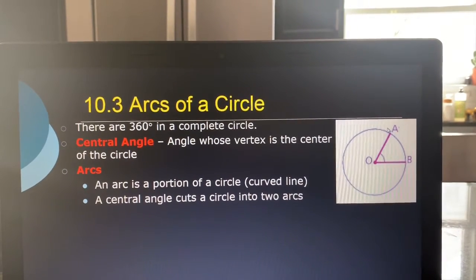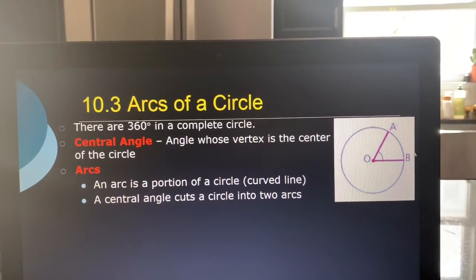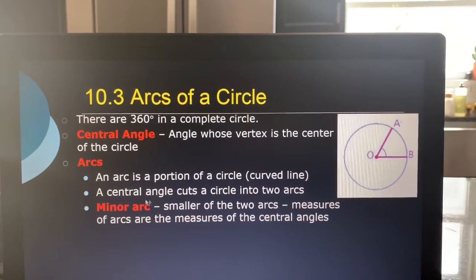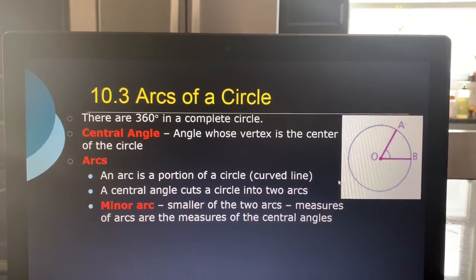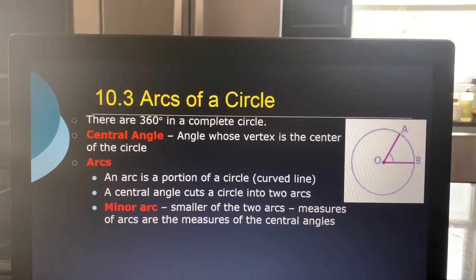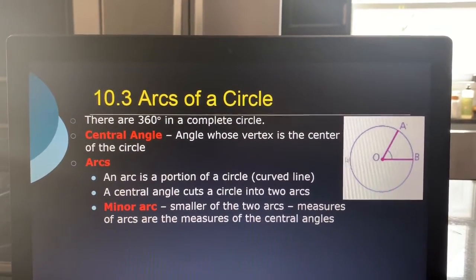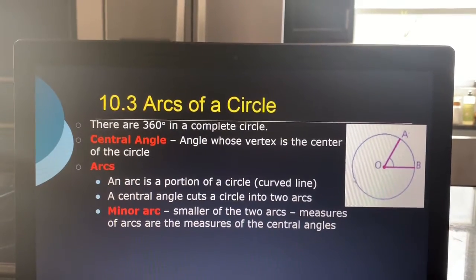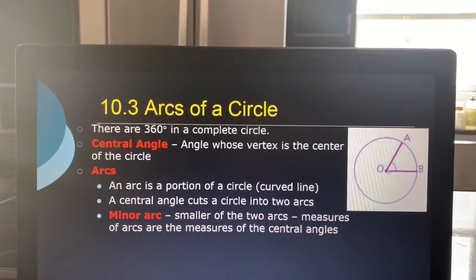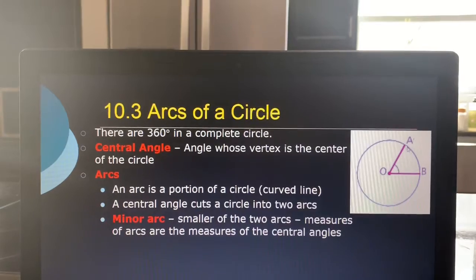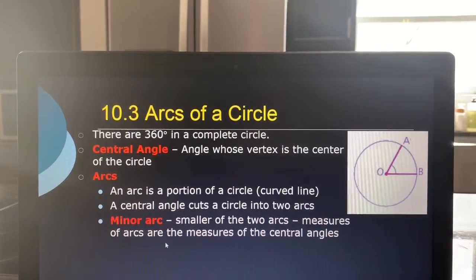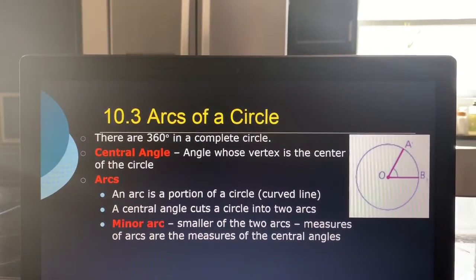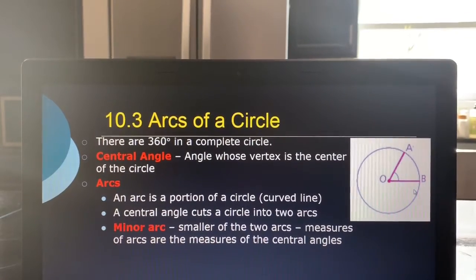And this angle intercepts arc AB. And so the central angle, like I said, when it cuts into the circle, it divides the circle into two portions. It divides it into two arcs. Look, we got this big arc here, and then we've got the small arc here, right? Well, the small arc is called the minor arc. That's the smaller arc that's formed.